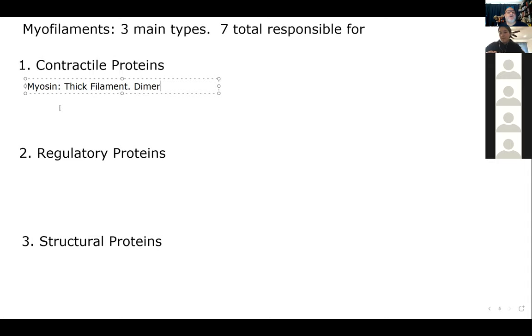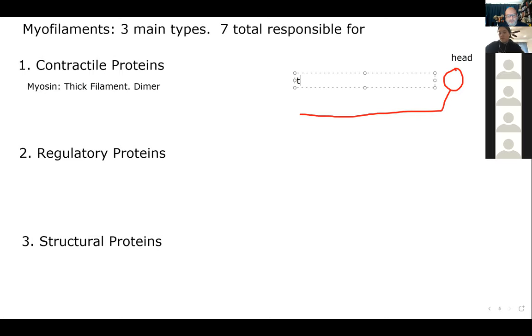No, what a dimer means is that it is made up of two subunits. Basically, what a myosin is, is a protein that has a large head region, and then it has a long tail region. So again, it has two distinct parts. It has a head and it has a tail. But as I mentioned, it is a dimer.